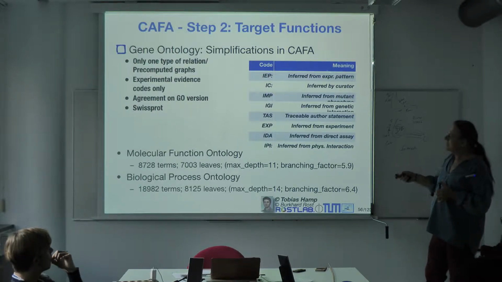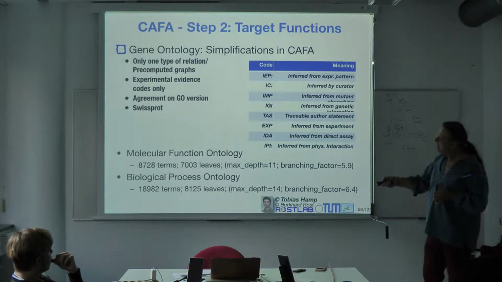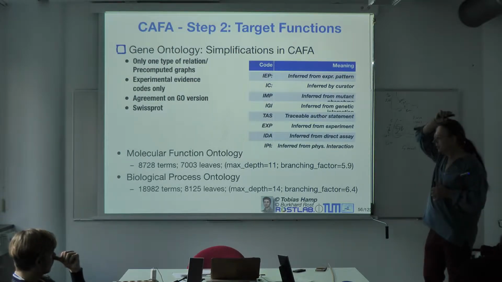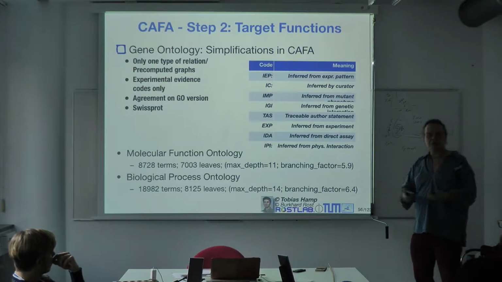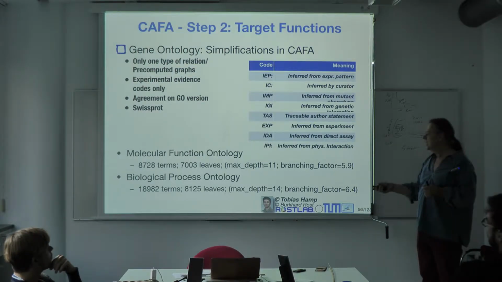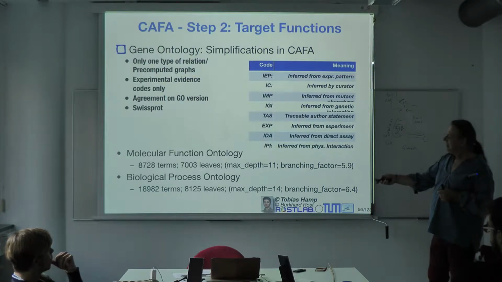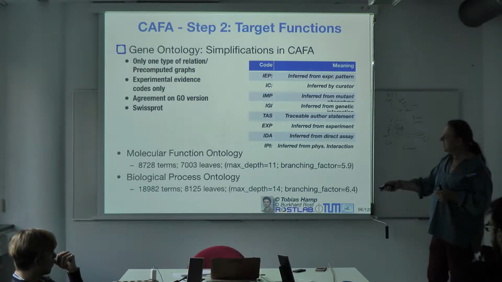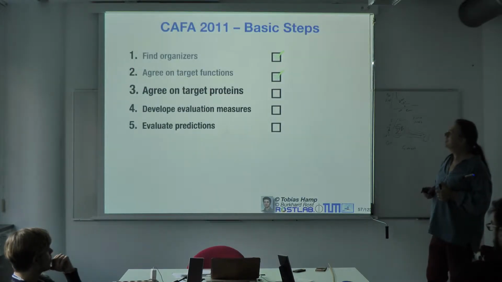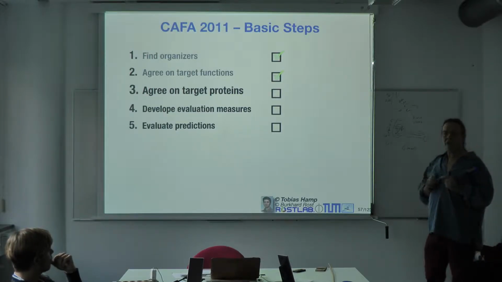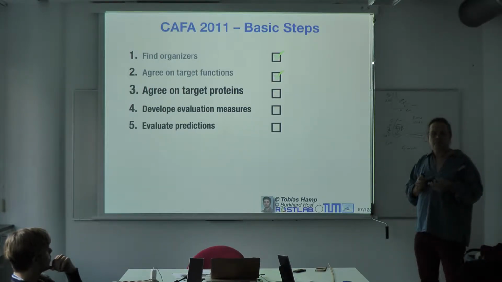Now, this led to some sort of simplification. Initially, the organizers focused on two different gene ontologies, namely the molecular function, so this is enzyme, and the biological process, this is the pathway, glycolysis. And in 2011, these were the numbers of leaves and terms they had in the then accepted GO tree. Okay, then we need to agree on targets. How can we do that?